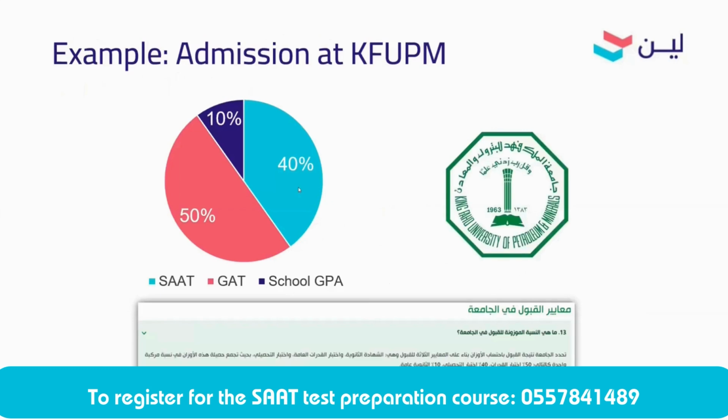Let me show you an example here. There might be some variations of 5-10% every year or so, but this is the King Fahd University of Petroleum and Minerals, which is considered the best university in many majors in the Middle East, in scientific and engineering majors. If you look at their admission criteria, in fact, only 10% is attributed to the school GPA. So you might get 100% in your school. You think you are on top of the world, but you see that the university is actually interested in your GAT and your SAAT score. There is way, way bigger weight attributed to these two tests than the weight attributed to the school GPA.